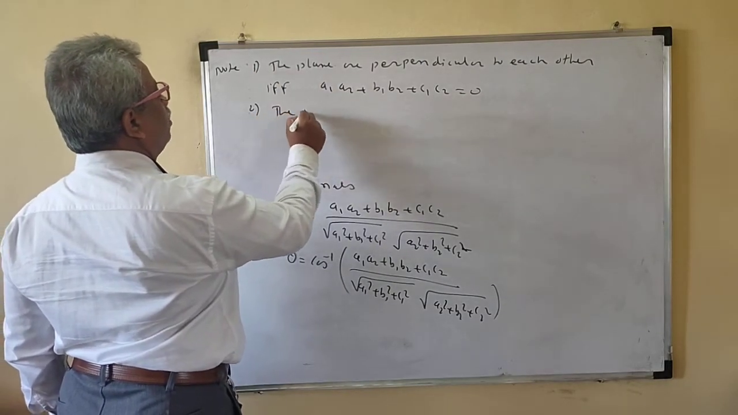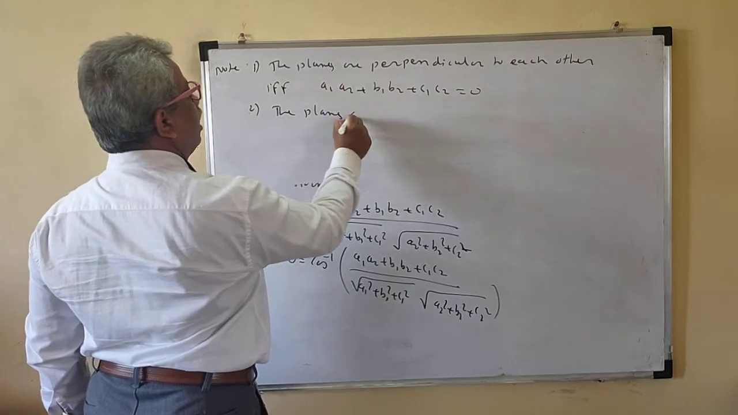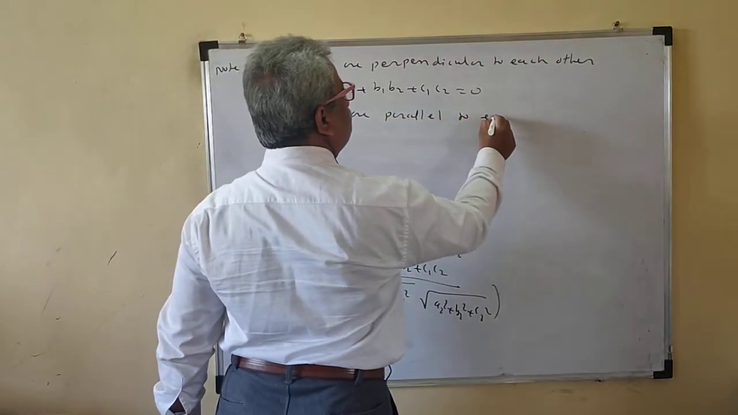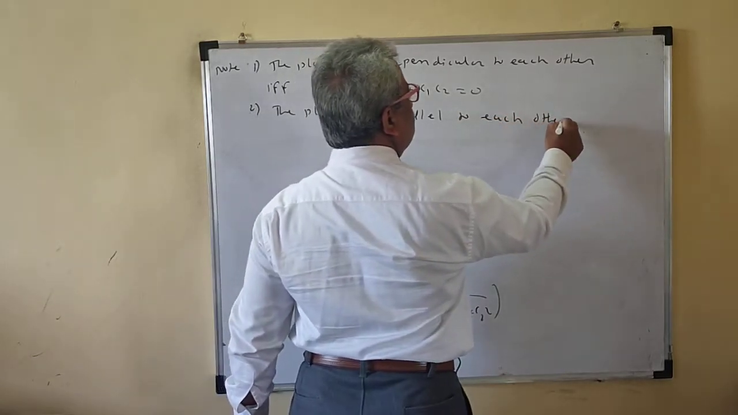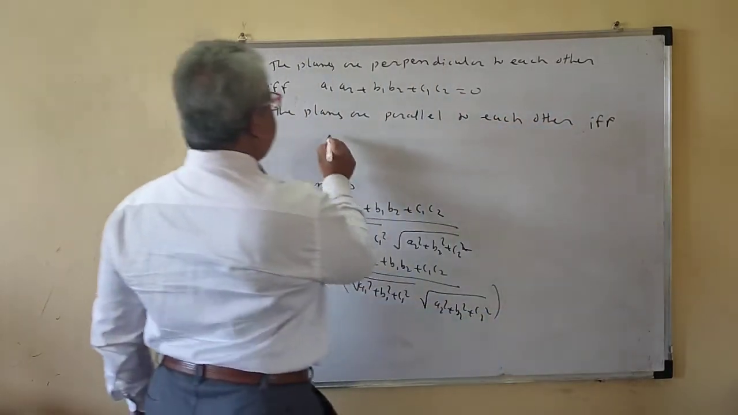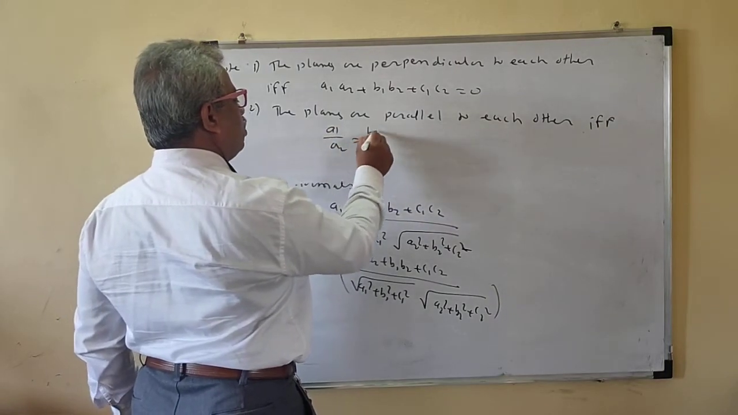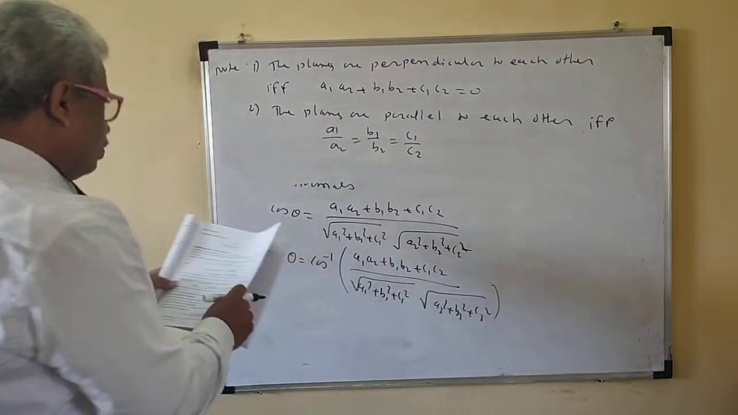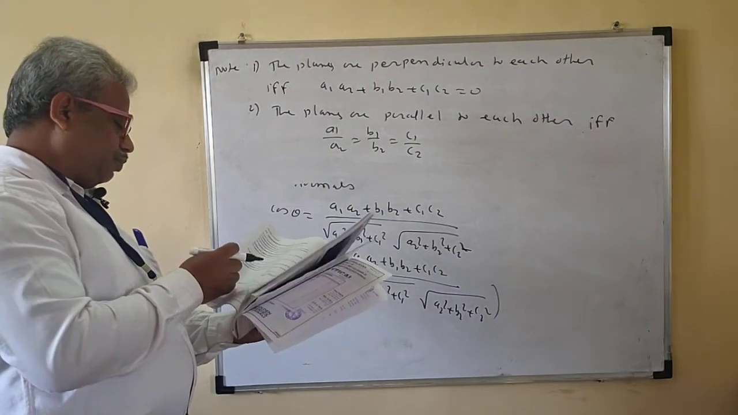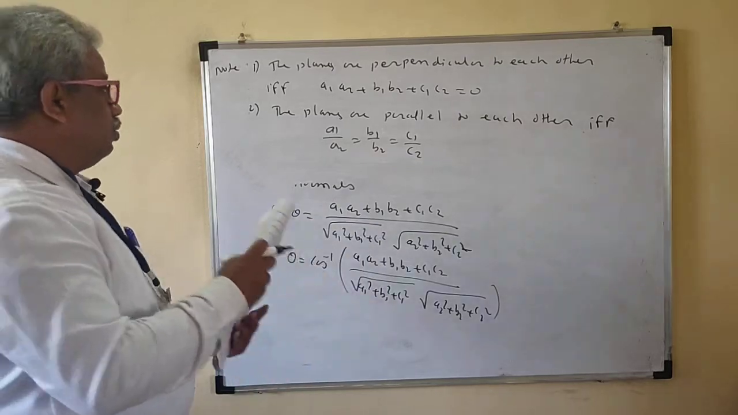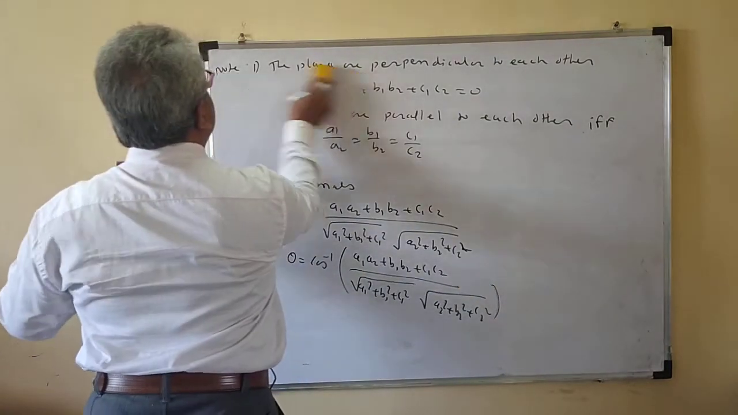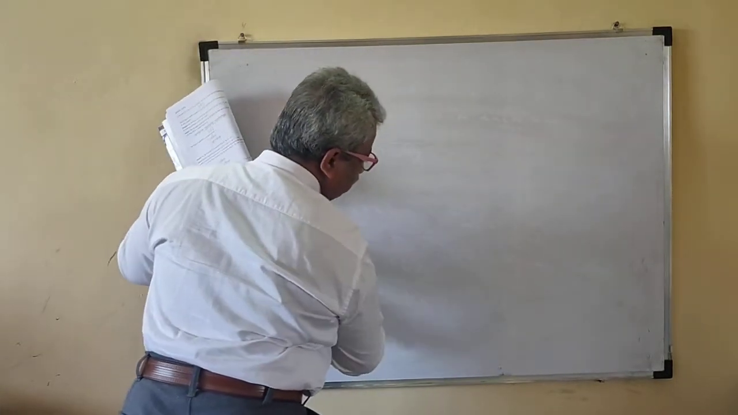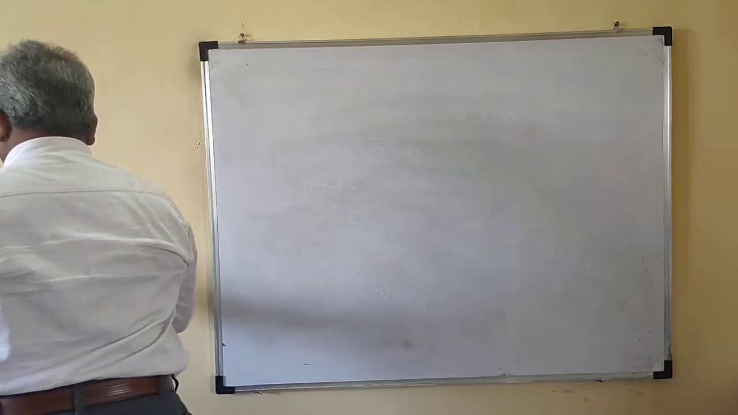The planes are parallel to each other if and only if a1 upon a2 is equal to b1 upon b2 is equal to c1 upon c2. So this is a very important thing here, to find the angle between the planes and the normal form of this one. So we'll see some problems.